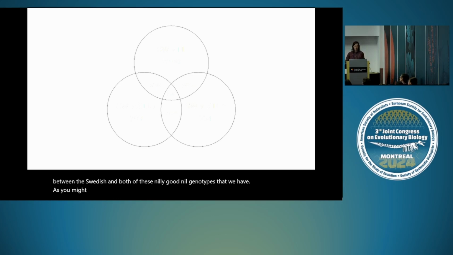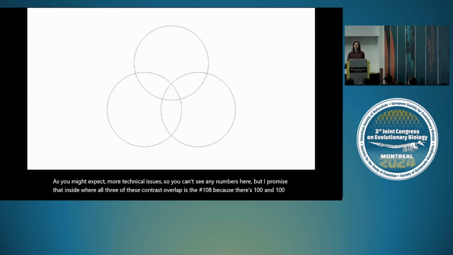As you might expect, more technical issues. So you can't see any numbers here, but I promise that inside where all three of these contrasts overlap is the number 108, because there's 108 differentially expressed genes that are found in the same direction in all three of these contrasts between Sweden and Italy and between Sweden and both of the nils.